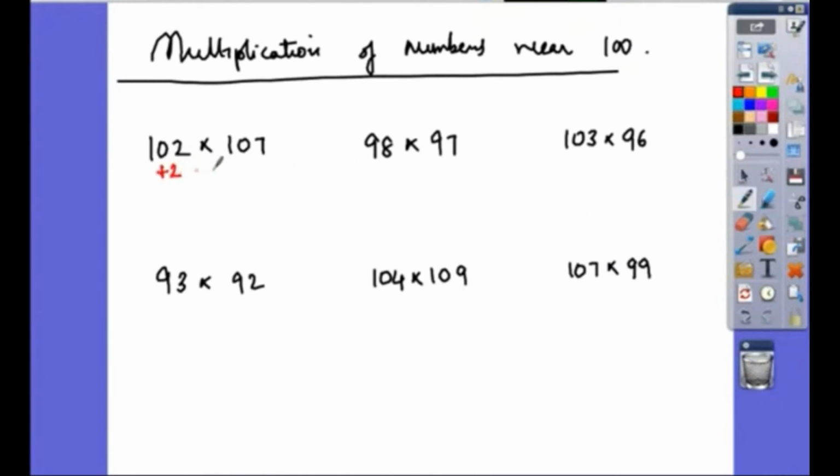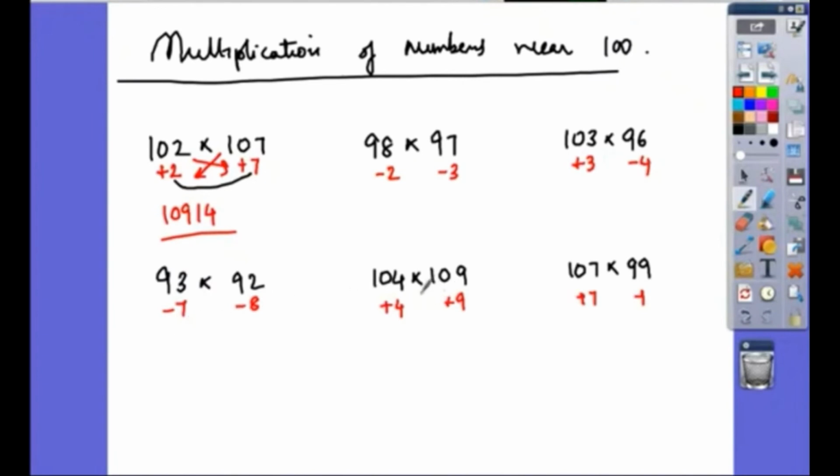Now this is 2 more than 100. So this is plus 2 and this is 7 more, plus 7. This is 7 less, this is 8 less, this is 2 less, this is 3 less, this is 4 more and this is 9 more, this is 3 more and this is 4 less, this is 7 more and this is 1 less. Okay, now if you take the diagonal values, 102 plus 7 or 107 plus 2 is 109. Then you multiply these two values. 2 into 7. What's 2 into 7? 14. This is the answer.